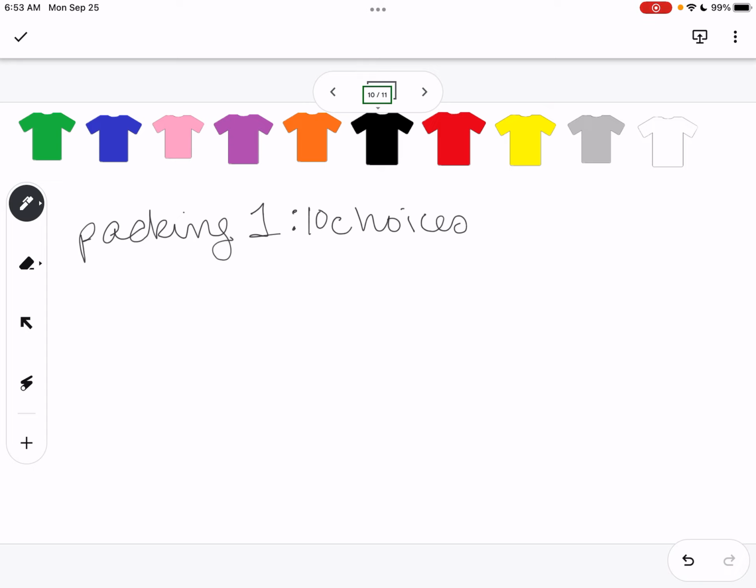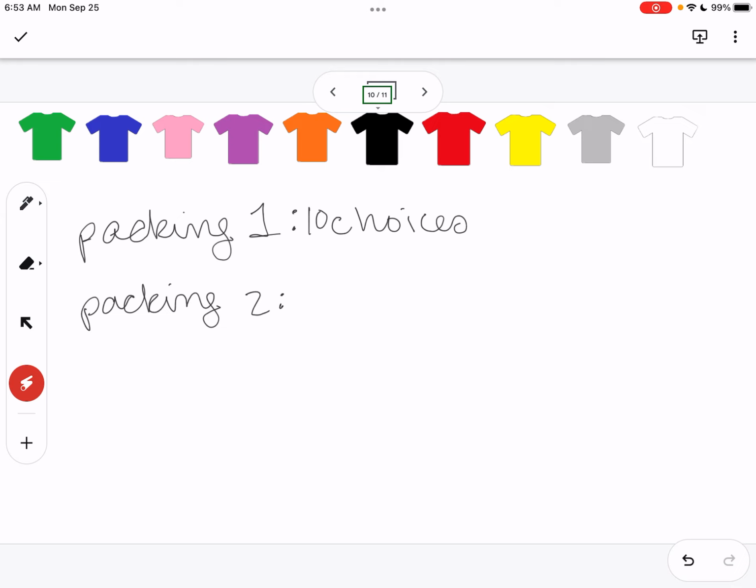Now, let's say it's a weekend trip and I want to pack 2 shirts. Well, now I could pick pink and purple. I could pick orange and red. I could pick blue and orange. I could pick red and orange. Oh, wait, I already picked orange and red. Hold on. Well, let's think about this.